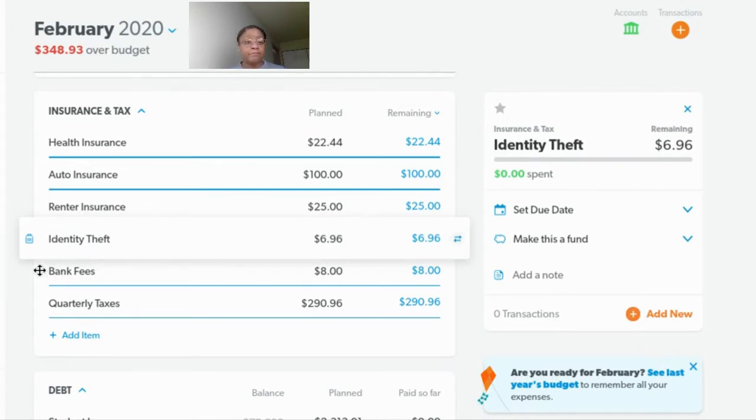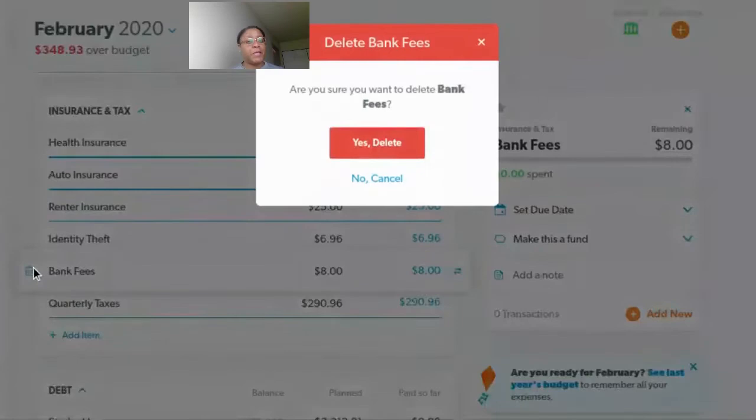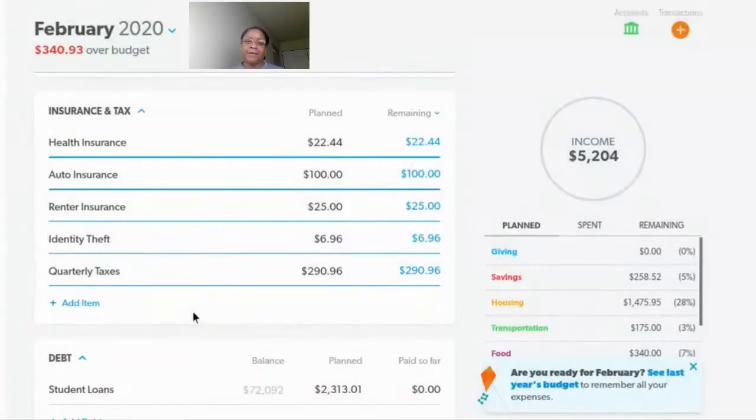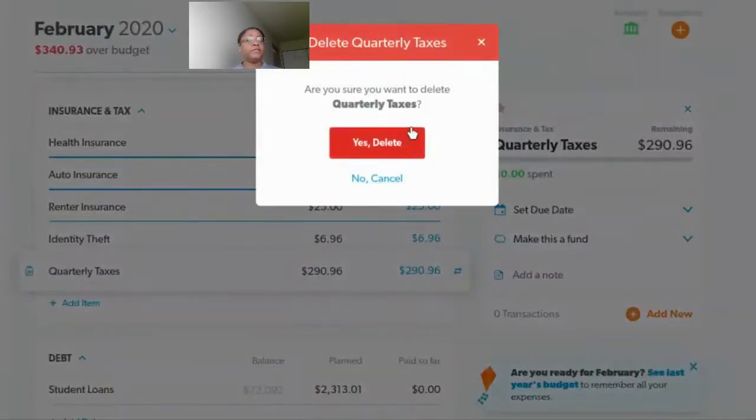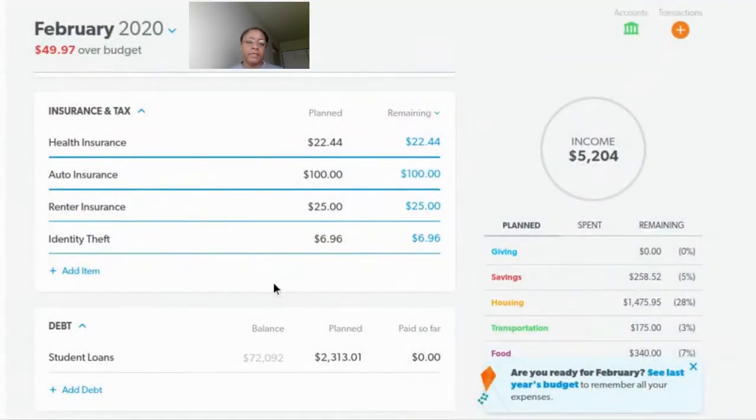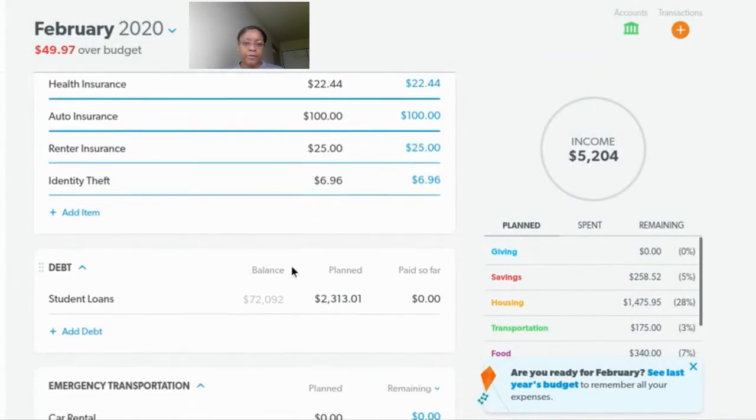Bank fees, I don't have them anymore, so yay, I finally took care of that. Taxes, I have already paid my quarterly taxes, and that's always due like June 15th. The next one I think is due April 15th. I better look that up, but I've already done my quarterly taxes already.